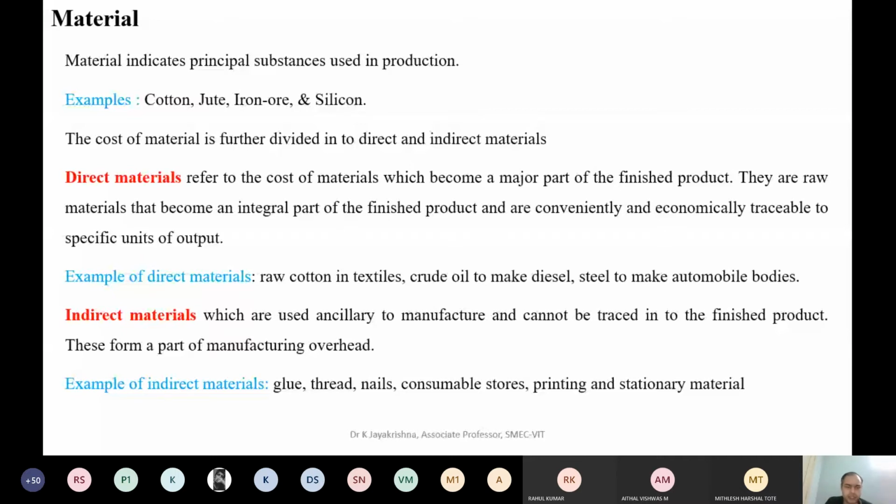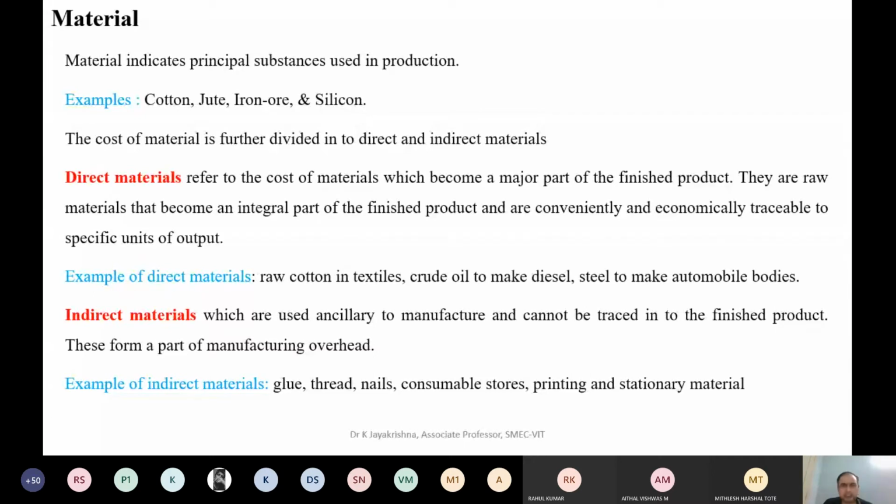So then that is called direct material cost. For example, as I discussed, raw cotton used in textiles, crude oil in making diesel, steel to make automobile bodies. These are the costs spent directly on the material which is directly used in the manufacturing of the product. Okay, so that is direct material cost.